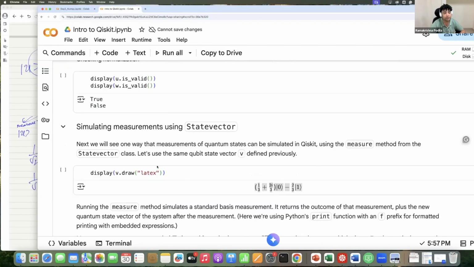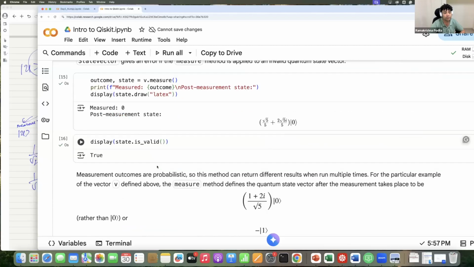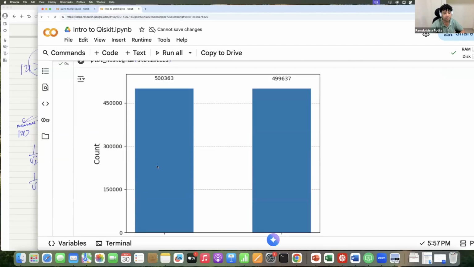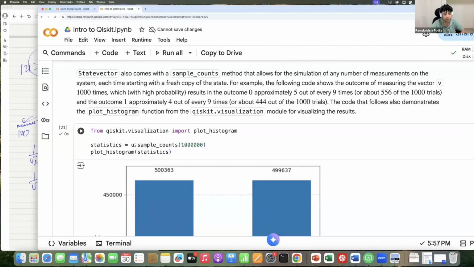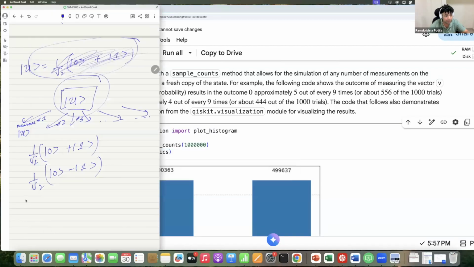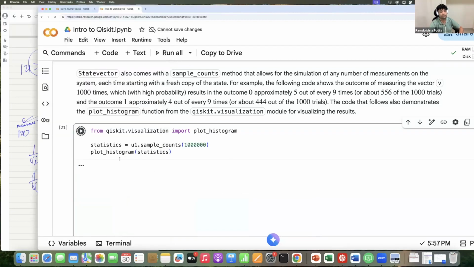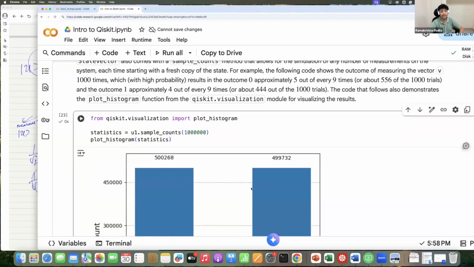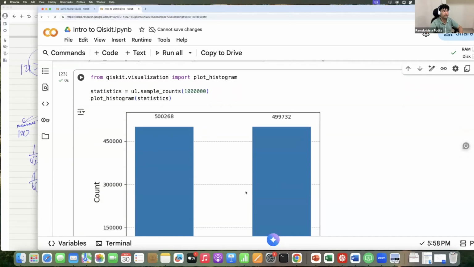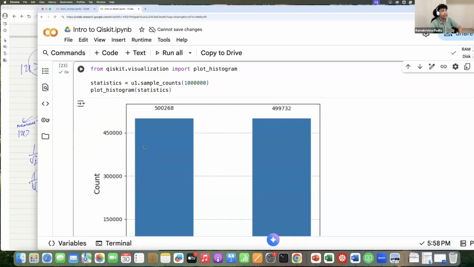So if I were to now do this histogram measurements with U1, which is this state. So this is U and this is U1, right? Then what would I get? Would I still get the same histogram? Yes, you get a similar histogram, right? Because when you take the probability, you cannot distinguish between this plus and minus.